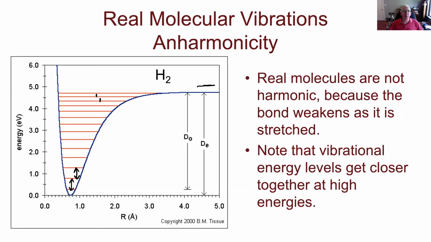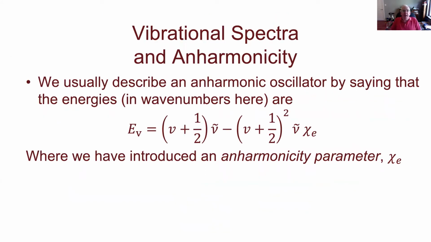If we wanted to describe that anharmonic oscillator, it is usually done with an equation that says the energies are in the form listed here. The v plus 1/2 piece is the harmonic part. And then this piece, which has in it this chi-e part, is the anharmonic term. That says that the energy for the vibrational state will be reduced a little bit, and the amount it will be reduced by that second term increases as v goes up. So that is what justifies the idea that those levels are getting closer together.